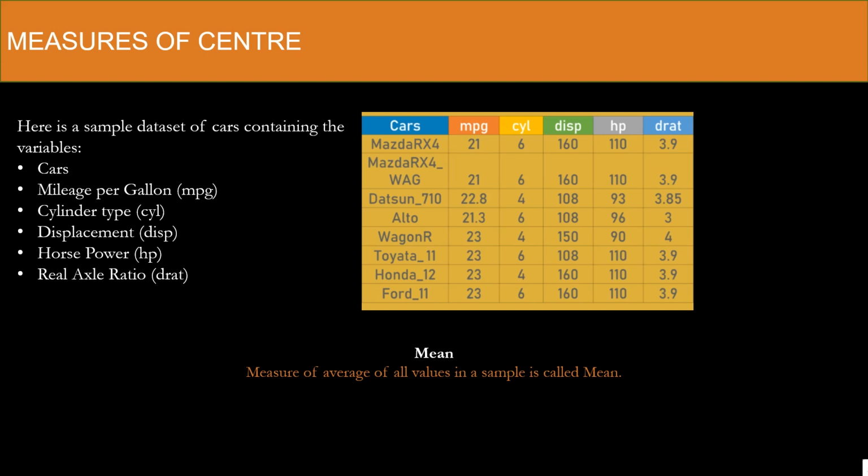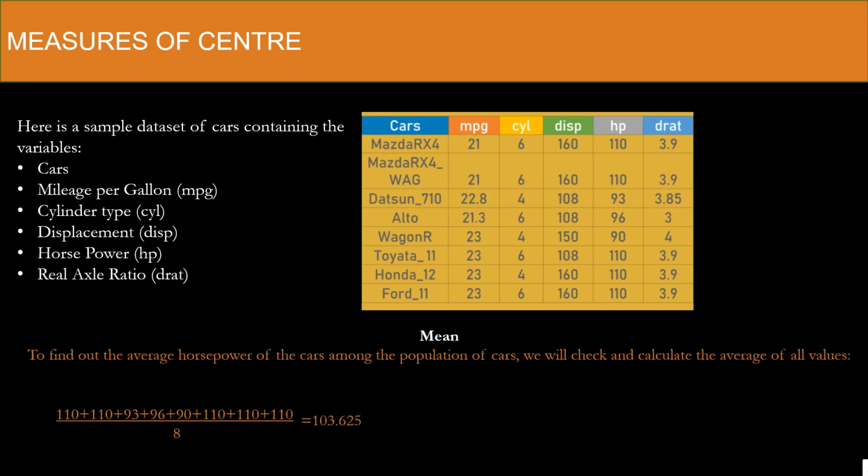The data set over here is the cars data set, and it contains a few variables. It has cars, mileage per gallon, cylinder type, displacement, horsepower and rear axle ratio. All of these measures are related to cars. So what you are going to do is use descriptive analysis and analyze each of the variables in the sample data set for the mean, standard deviation, median, mode and so on.